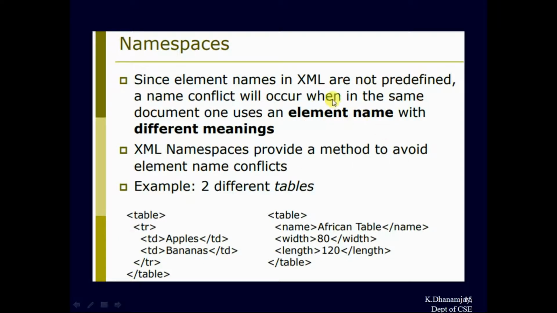The name conflict will occur when in the same document one uses an element name with a different meaning. Here the element name is table, right? Here one XML has a root element table, and here also the root element is table. If you compare both, the data is different, but the table as the root element is the same, which is a conflict, right? To overcome this conflict, we have a method called XML namespaces, which provides a method to avoid element name conflicts.